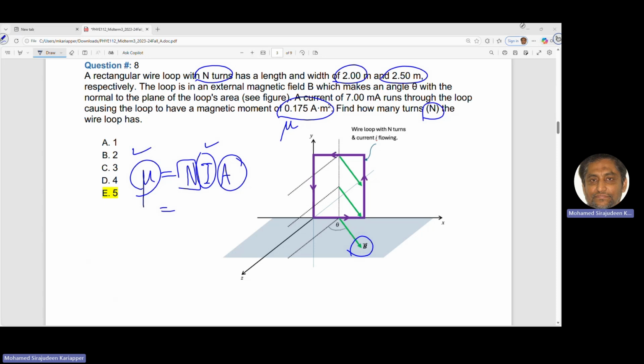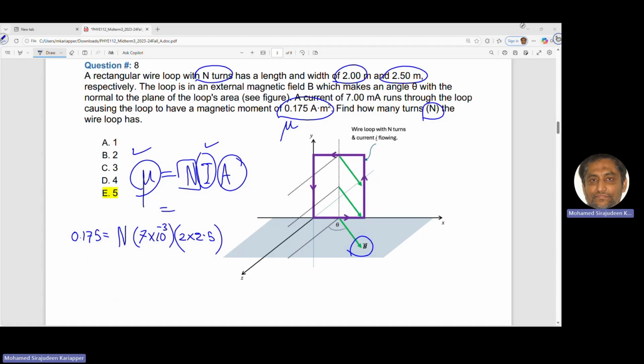So it's working backward. You substitute 0.175 for mu. N is the unknown. I is 7 milliamperes, right? Milliamperes means 7 times 10 to the minus 3, and the area is L into W. Area for a rectangle is length multiplied by the width. So you just solve for N, and you get the answer.